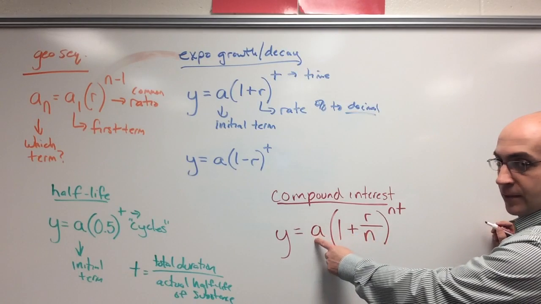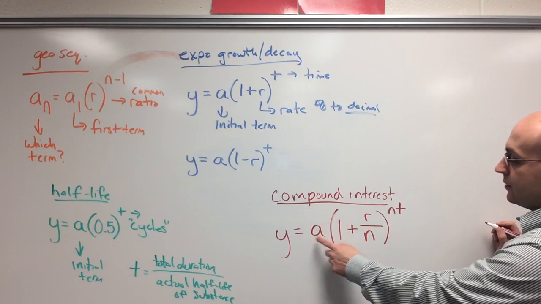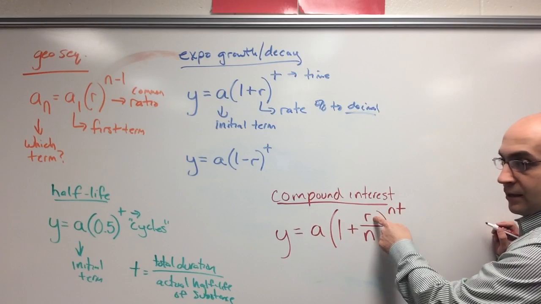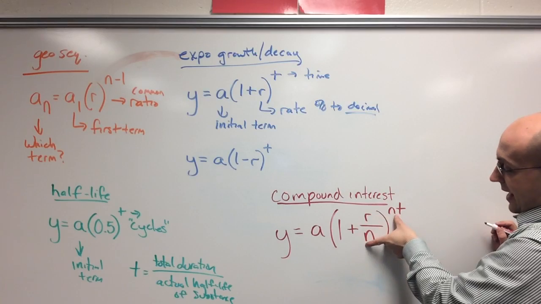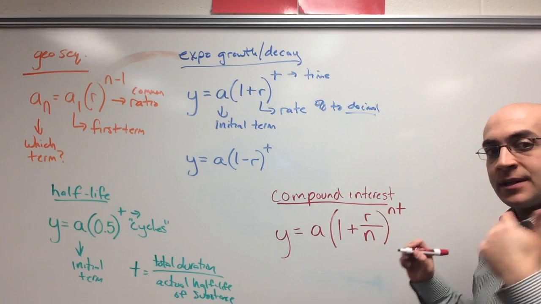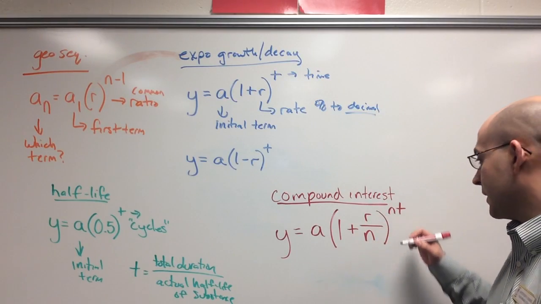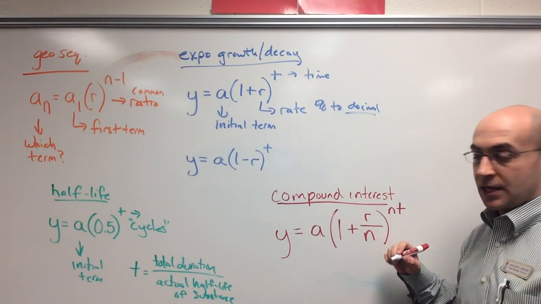Again, initial term, initial amount, rate as a decimal, just like exponential growth and decay. The n stands for how many times it's compounded in 1 year, okay? And t stands for years or time again.